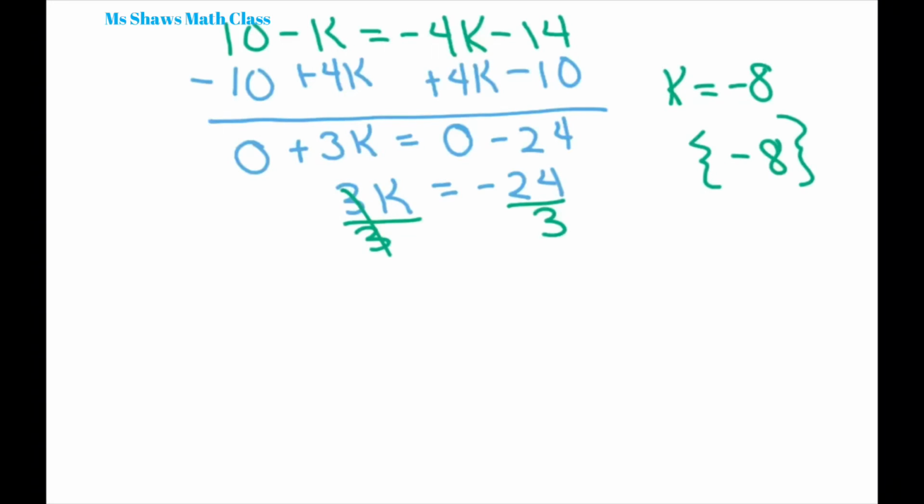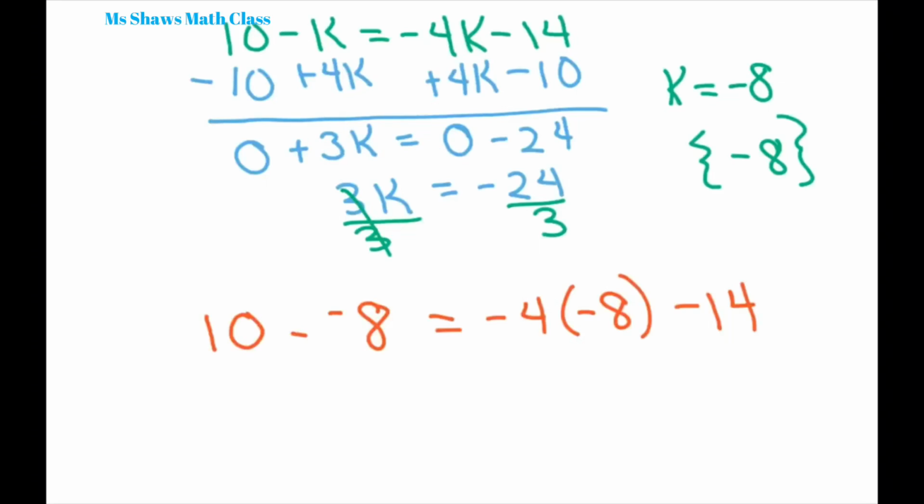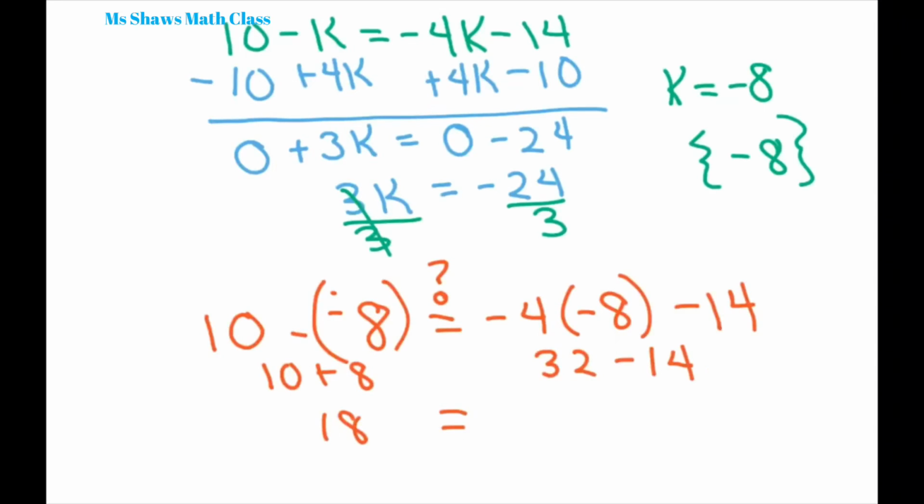Now let's check our solution by our substitution property. So we have 10 minus, you can write it this way, negative 8 equals negative 4 times negative 8 minus 14. So, let's see. You could put parentheses here. Two negatives make a positive. So you have 10 plus 8. We're trying to see if these two sides equal each other. 10 plus 8 is 18. And this is going to be two negatives make a positive. So that's 32 minus 14. And 32 minus 14 is 18. So it does check out. Therefore, our solution set is negative 8. And that's it.